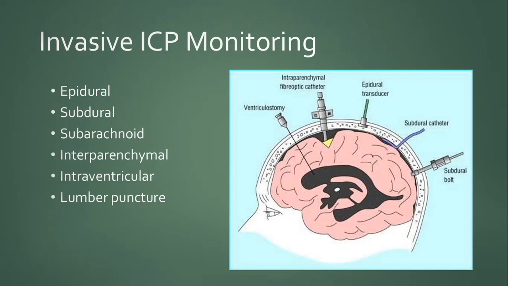So for the invasive one, as you can see, we can place a bolt or the probe at the epidural space, subdural space, subarachnoid space, intraparenchymal or intraventricular, or even a lumbar puncture can be done to measure intracranial pressure invasively.